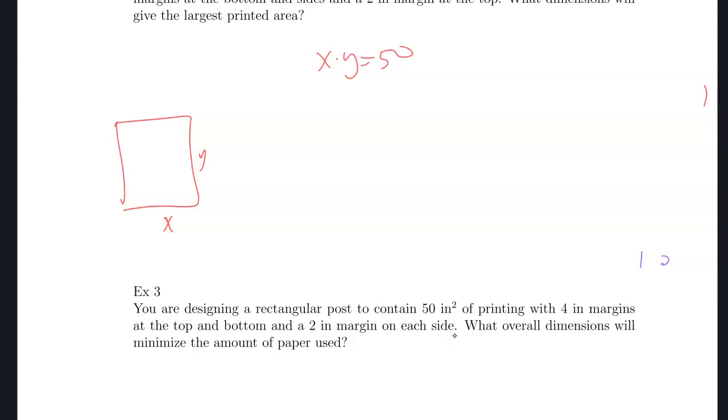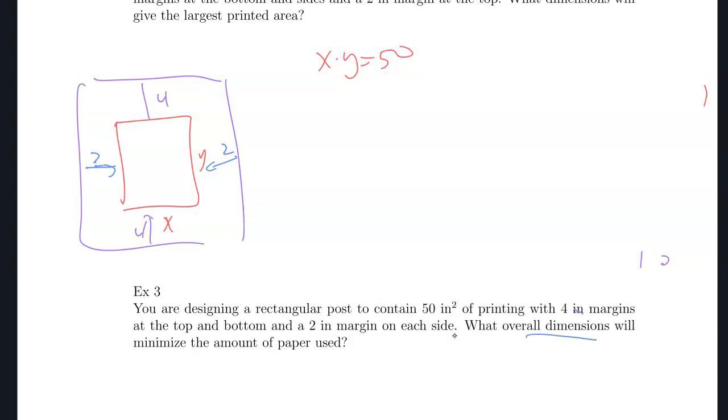Okay, so then there's going to be margins. All right, so let's put those in. 4-inch margins at the top and the bottom, 4 and 4, and then 2-inch margins on each side. Okay, so 2 and 2. Okay, so they want the overall dimensions that will minimize the amount of paper.